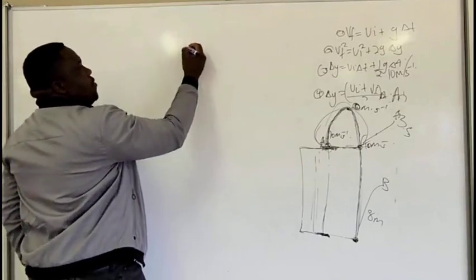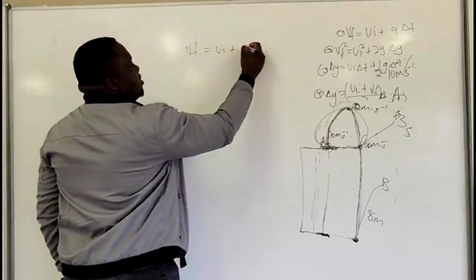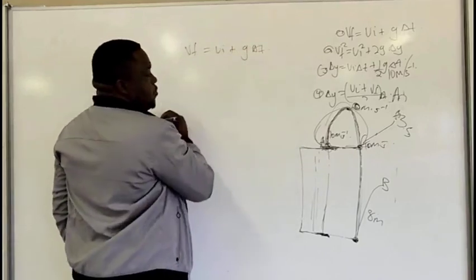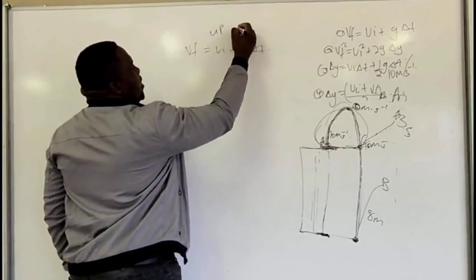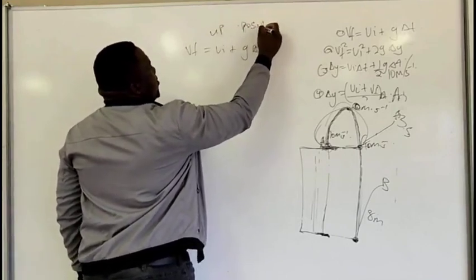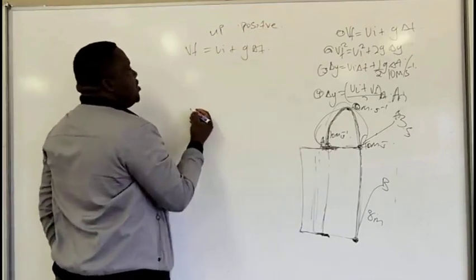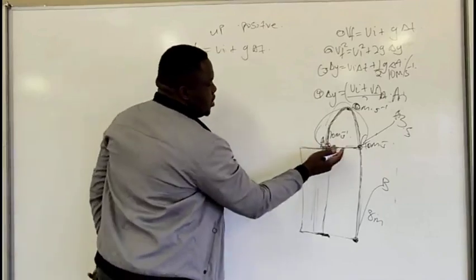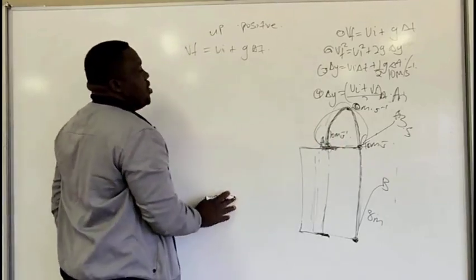We have formula number 1, which says Vf equals Vi plus g times the change in time. We're going to take up as positive. So the ball was projected up. It means the ball is going to move at 10 meters per second. That is our initial velocity.